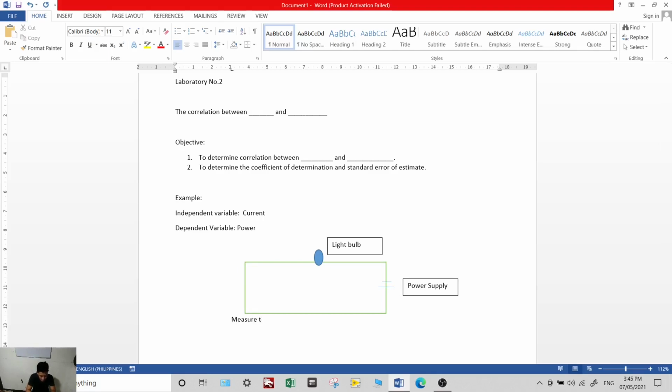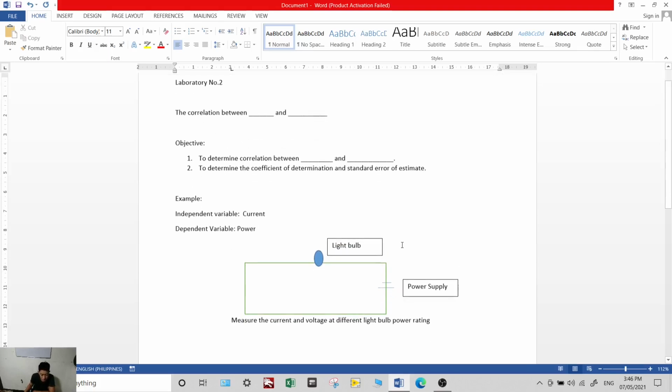Measure the current and voltage at different light bulb power rating. Okay, so lahi-lahi nga light bulb, no? Gamay nga light bulb, dako, magkadako. Lahi po ang power. So makuha na din ang mga relationship between current and power, no? So pwede din ani. Or anything na gusto ninyong mahunahunaan. Pwede. Okay?